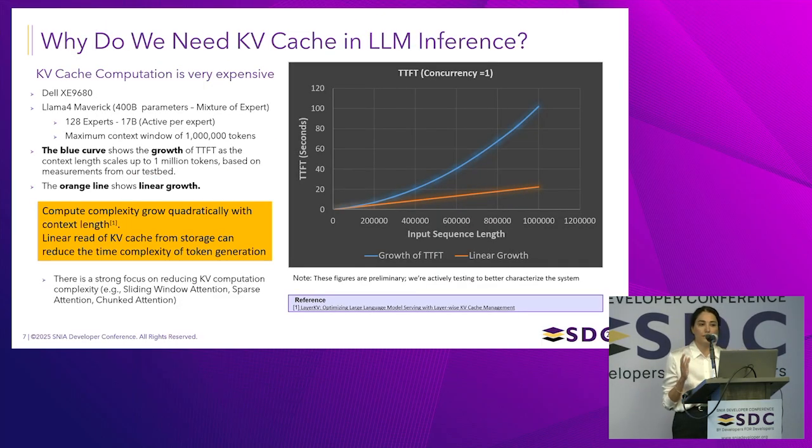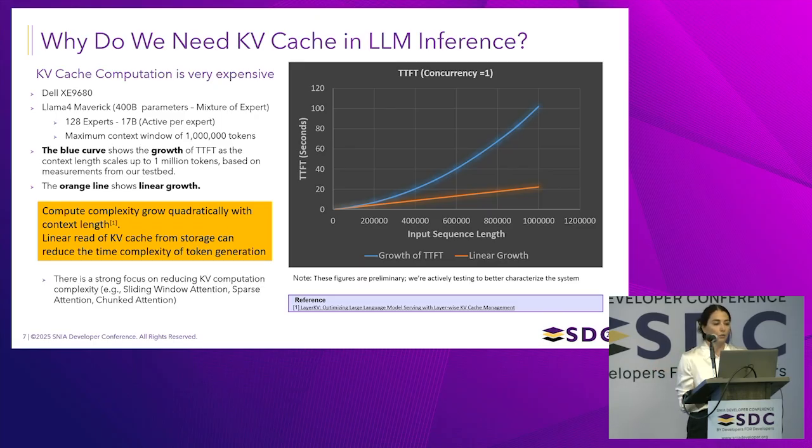So okay, there's a value for KV cache, but why do we actually need it, or do we really need it, right? I'm going to talk about this from a storage perspective here. KV cache computation is very expensive. For instance, we ran a simple experiment that I want to share with you.